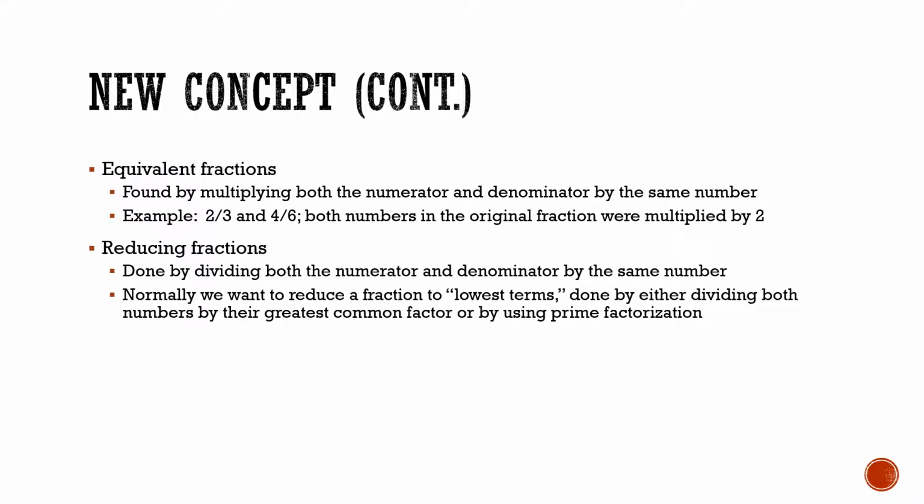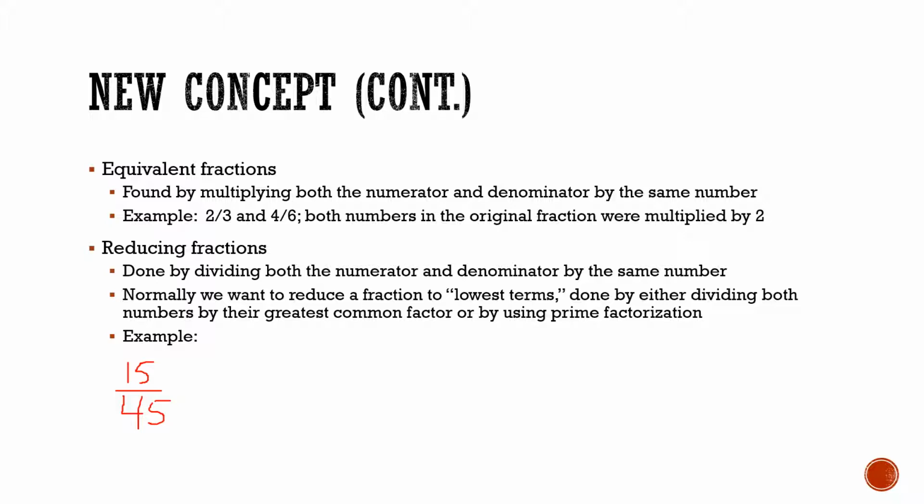Normally we want to reduce a fraction to lowest terms, and we can do that in one of two ways. We can either find the greatest common factor between the numerator and the denominator and then divide by that, or we can use prime factorization like we learned in the last lesson. So I'm going to do an example using both kinds of reducing. So say we have the number, let's do 15 over, how about 45?